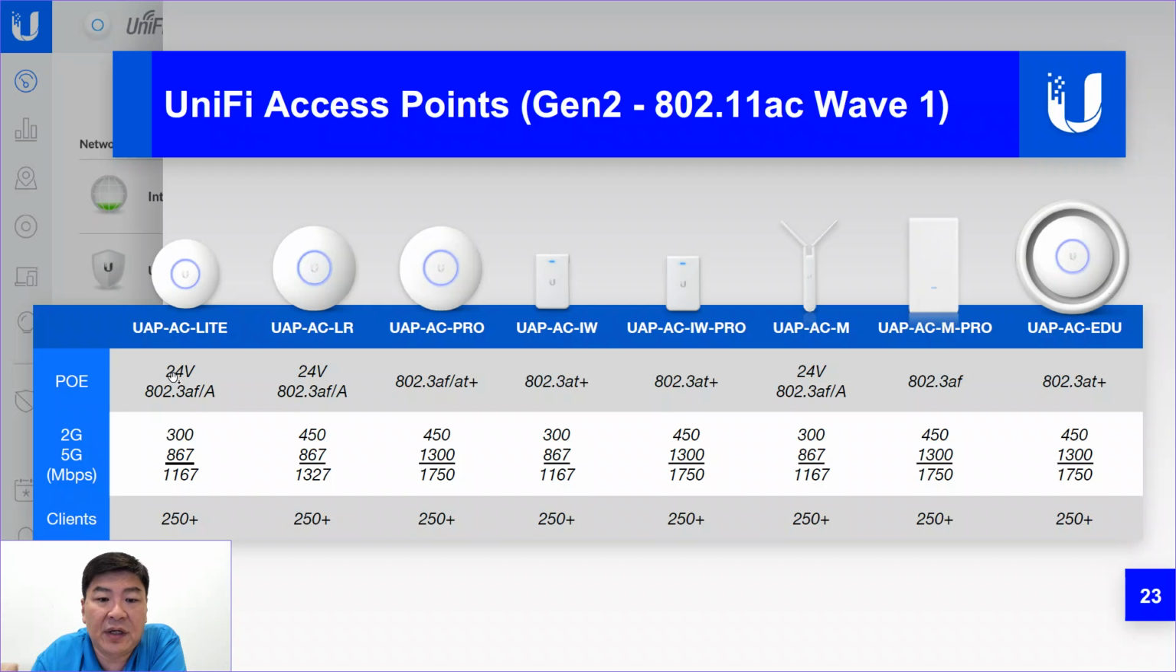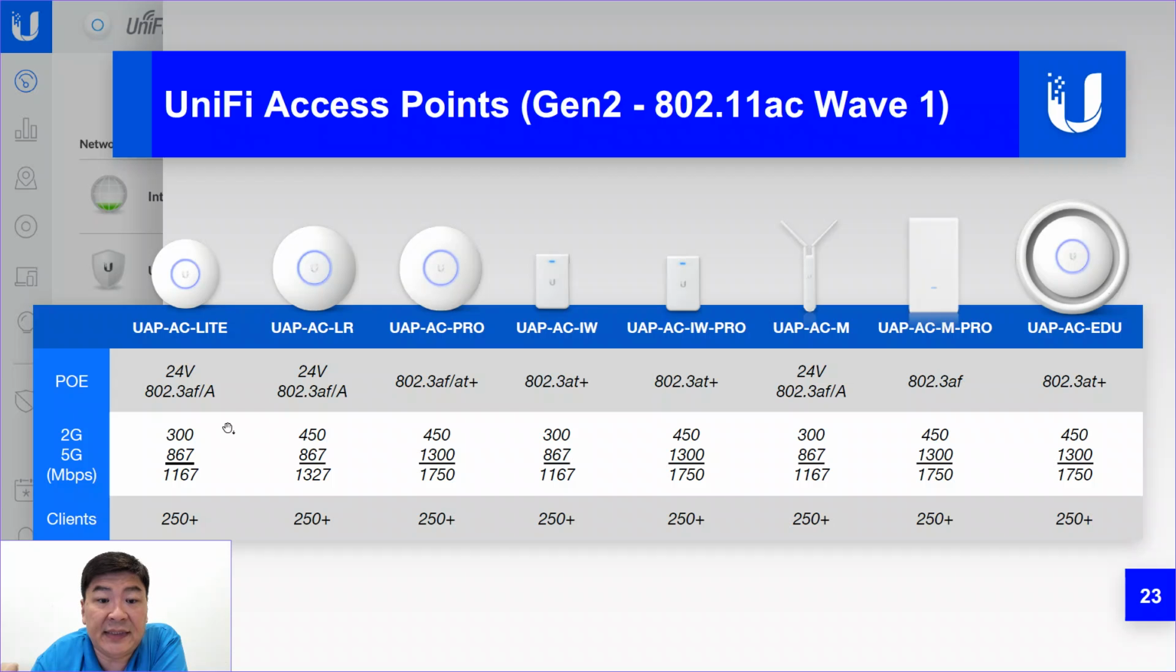The units for AC Lite and ACLR can be powered using 24 volts, but of course, we will try to avoid using that. We will try to move on to the standard IEEE PoE, which is 802.3af. Now you see a /A there. It tells you that it's using mode A of the PoE. In PoE, there's also mode A and mode B. I will not go into that in this session, but it's just to let you know that in case any installers want to know which mode the IEEE 802.3af standard is using, it's using mode A.